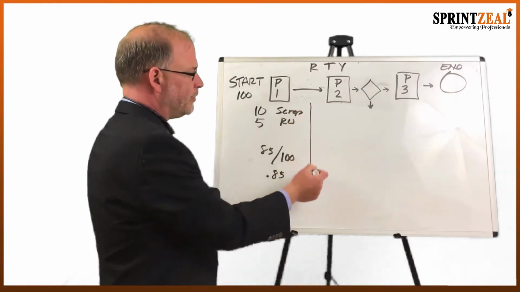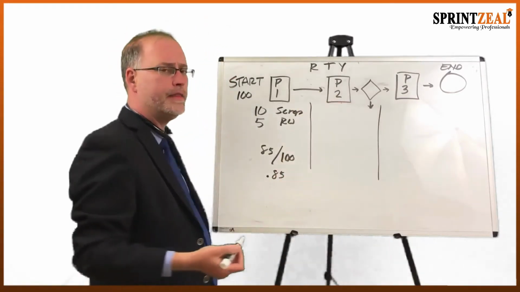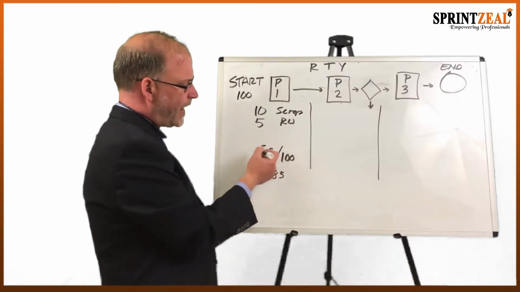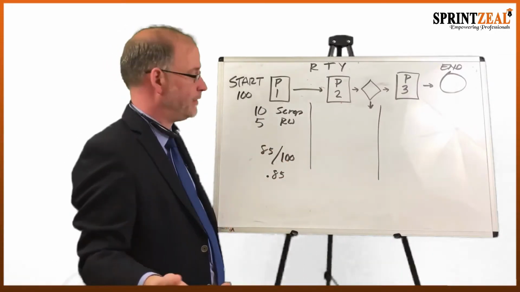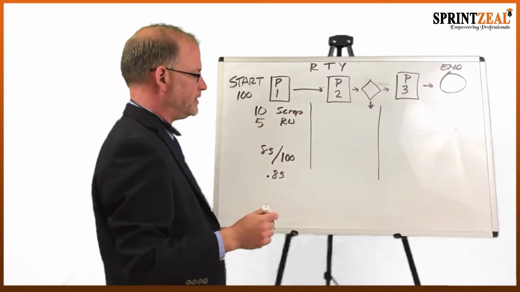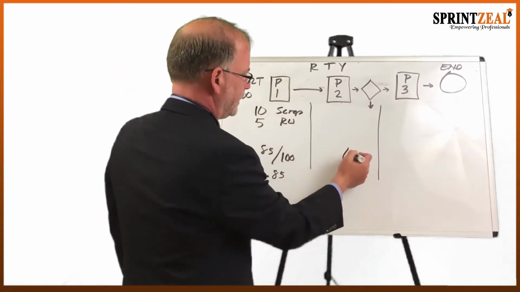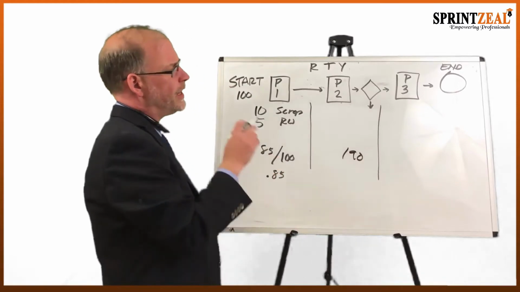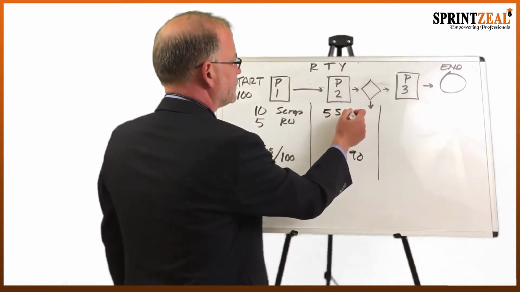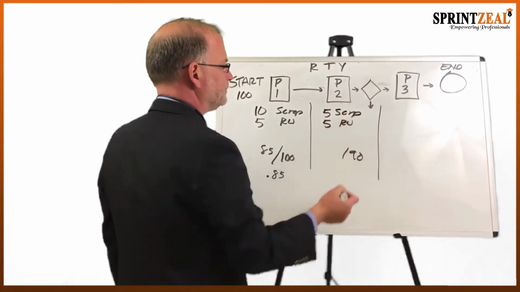So then, since each one of these are mutually exclusive of each other, how many pieces then go into process step number 2? Well, the 85 are going to go in because they successfully passed. And then the 5 that we reworked will go into process step 2. So 85 plus 5 is equal to 90. So now let's say out of those 90, 5 of them are considered scrap. And 5 of them need to be reworked.